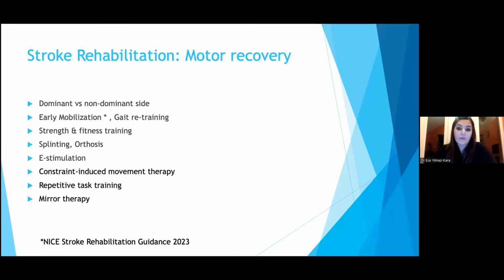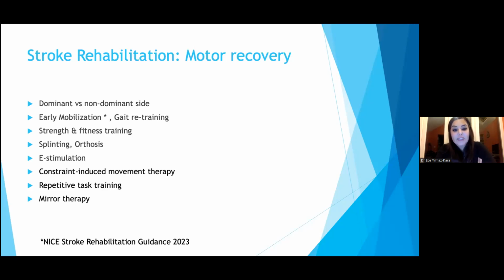Of course, in motor recovery, we're going to talk about dominant versus non-dominant side. Typically, when we are talking about stroke and stroke rehab, we're talking about hemiplegia. And of course, someone whose dominant side is affected would not present the same as the non-dominant side, and we're going to take that into account. We may often need to train the other side, and we'll talk about that.